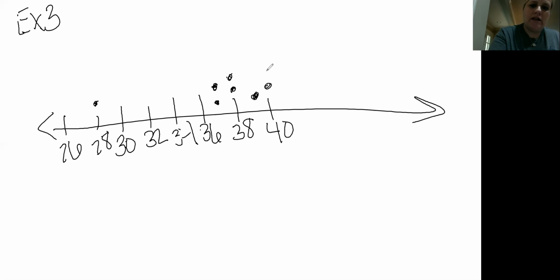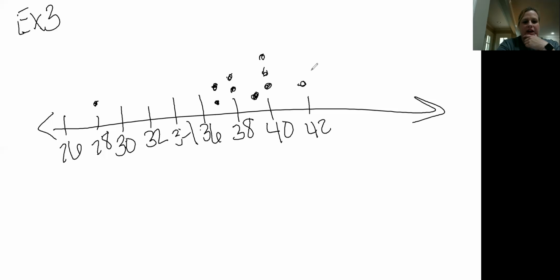3 at 40, and 1 at 42. So you can see how they've counted by 2s, and then those in-betweens are the odd numbers in between. So there's 1, 2, 3, 4, 5, 6, 7, 8, 9, 10 numbers here.